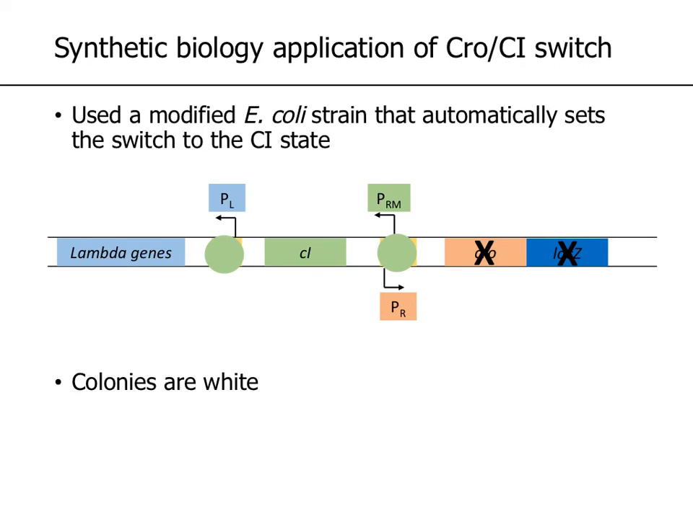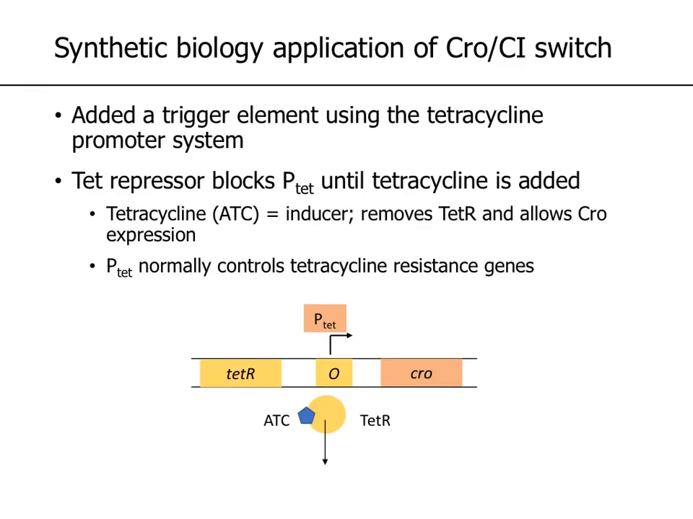They integrated this switch into the genome, and they modified the strain so that C1 is the start. It's always starting in the C1 state. So C1 is always blocking this, and it's always making more C1 at the beginning. So if you were to just take these cells and grow them on a plate, you would get white colonies. So initially it was in the C1 state, so everything was blocked.